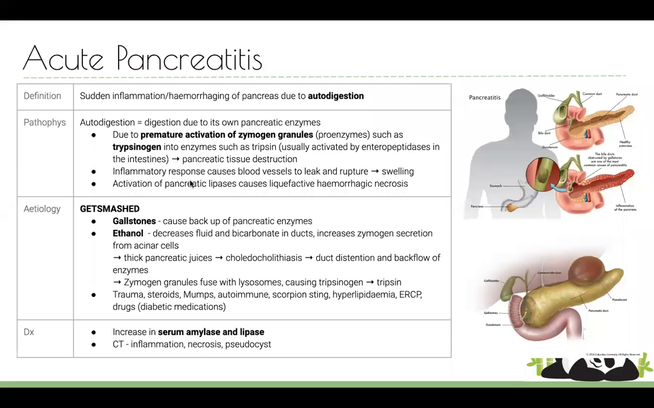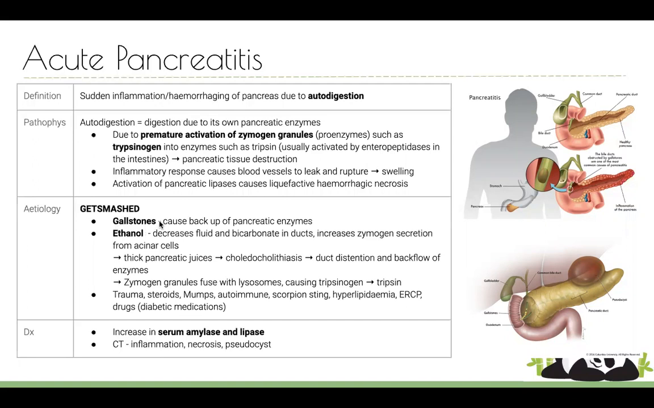They don't know exactly how it works, so I wouldn't be too stressed about the pathophysiology, but I think they did mention in an exam question zymogen granules. So these are your proenzymes, and they turn into proteolytic enzymes, such as trypsinogen, and that ends up digesting the pancreas itself, leading to destruction, leading to things like pseudocysts and pancreatic insufficiency. Etiology, there's a mnemonic, GET SMASHED, but in my opinion, I don't even know all of these yet, so there's no point learning them.